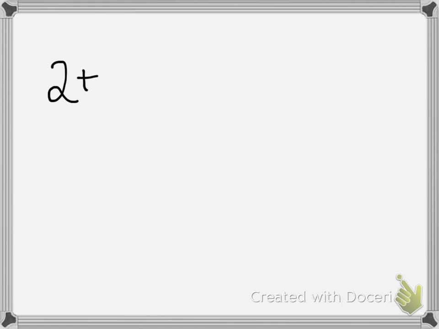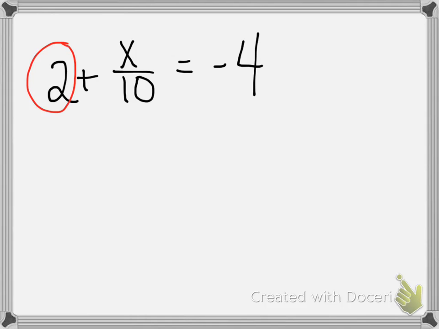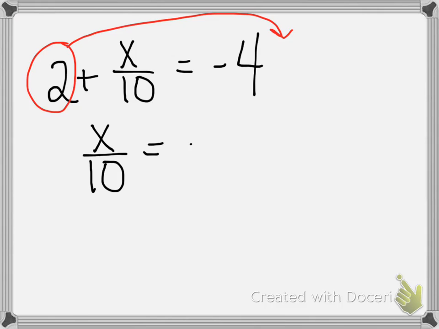Next one. 2 plus x over 10 equals 4. Now don't get scared, it's not a fraction, it's a division question. So our first step is to move that 2 to the other side. When it moves to the other side, it becomes a negative. So we have x over 10 equals 4 minus 2.